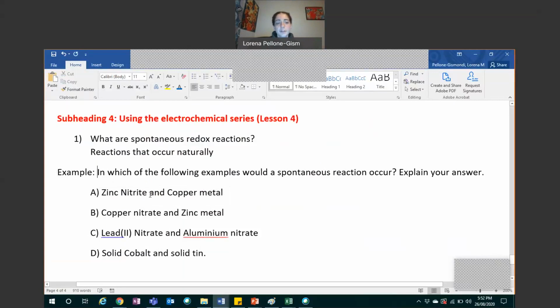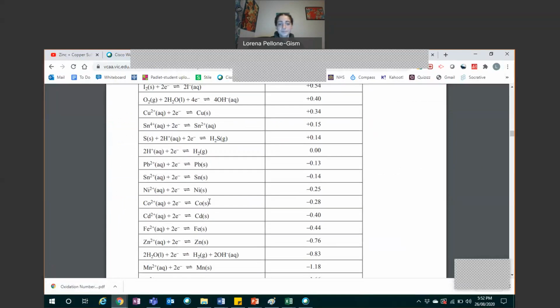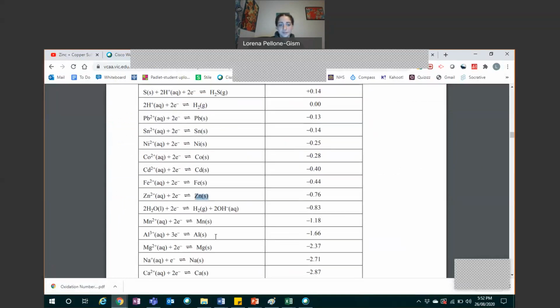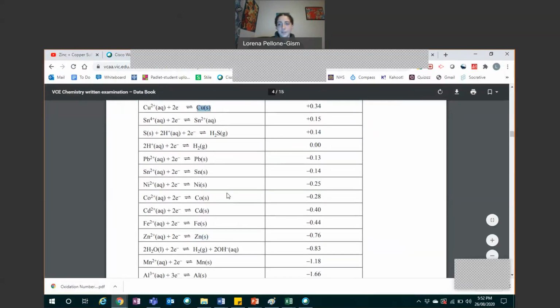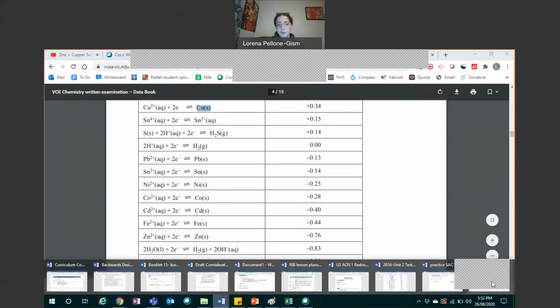Zinc nitrate, we know, is Zn(NO3)2. Hopefully you do know that. Zinc is a 2+ charge. And copper metal, and you have to read copper metal as Cu solid. Will they react? Well, if you look for zinc solid, this is what you'll find. Zinc solid is here, copper is here. Both reductants won't react. So it's because we've read it wrong.